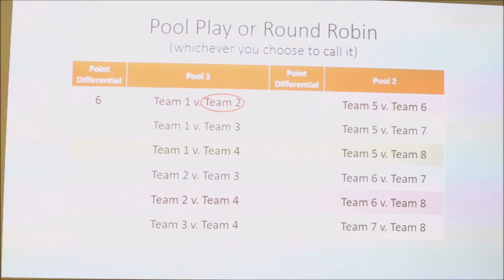What was the difference between the winning team and the losing team? And then if there's a tie, that point differential breaks the tie. Otherwise, it's the team who wins the most games in your pool will play the team that won the least games in the other pool, and you would seed it in your 8-team bracket.